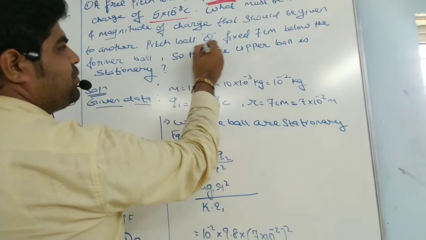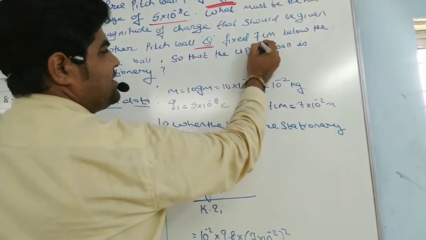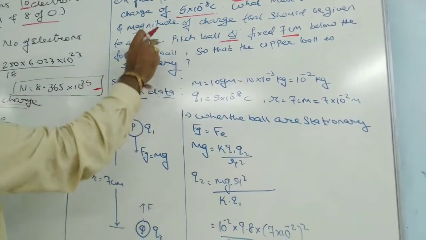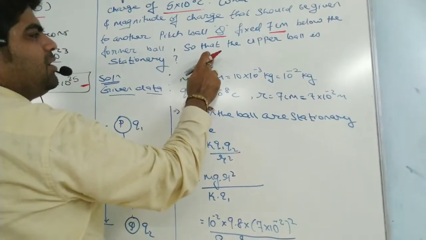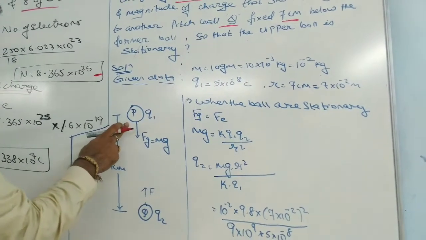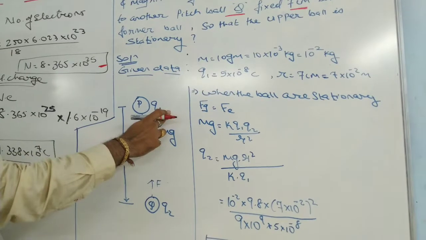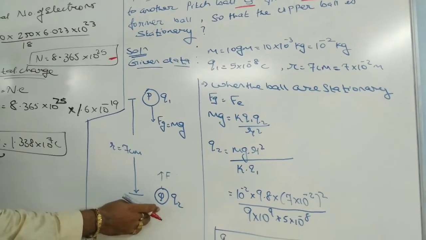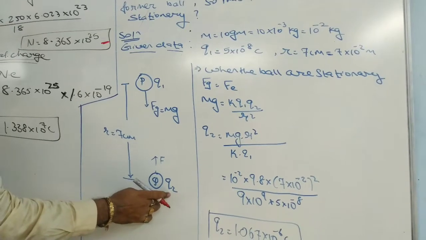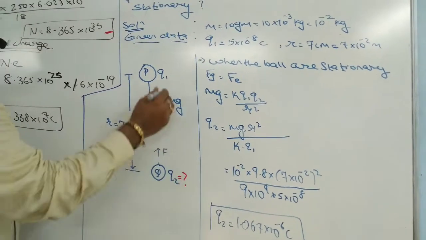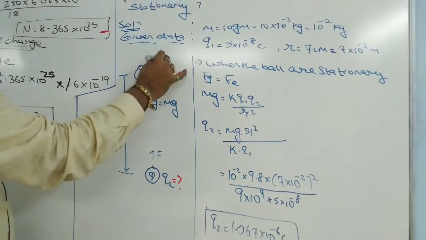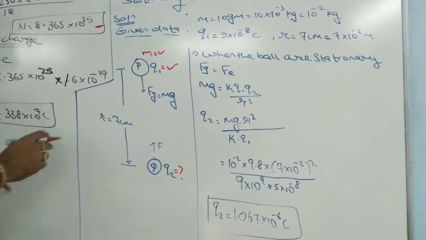We have another pith ball Q which is kept at a distance of 7 centimeter below the previous ball, so that the upper ball is stationary. Let's see the figure. Pith ball P is there. It has a charge Q1. Another pith ball is there, named Q, its charge is Q2. We need to find this Q2. Q1 is already given to us. The mass of this pith ball we already have with us.